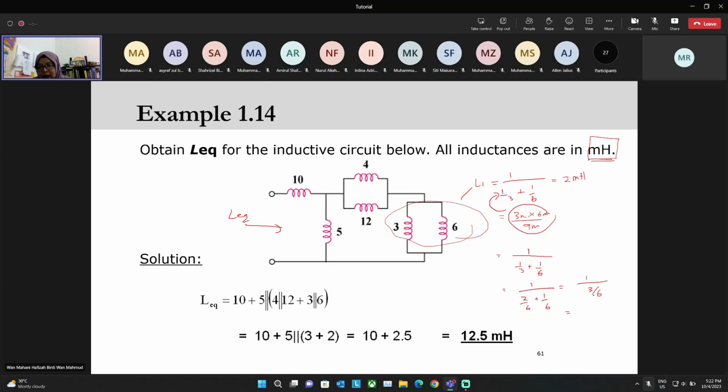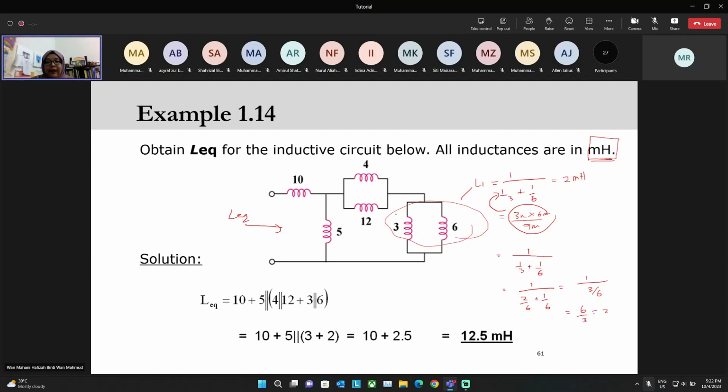So dia jadi terbalik, so jadi 6/3 lah. 2 mili. Kalau untuk dua resistor pula, 2 induktor sajalah. Kalau 3, you kena buat satu-satu. Buat 2 dulu and then buat another one with another one. Jangan tertinggal lah. Ataupun tak senang, make sure tulis lah betul-betul.